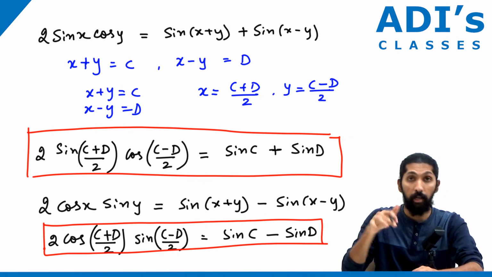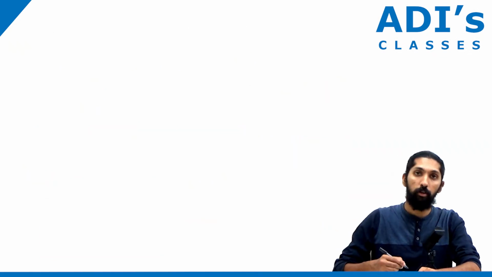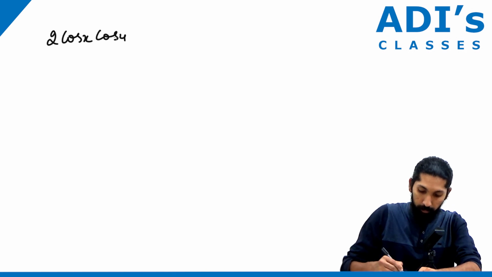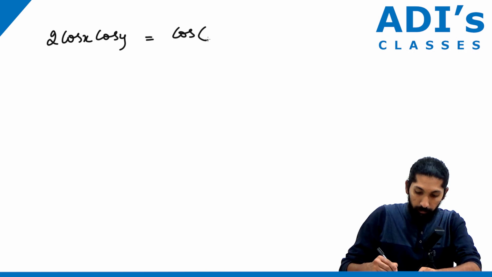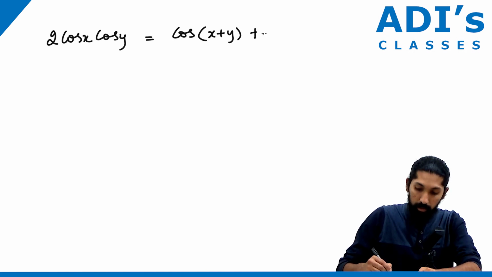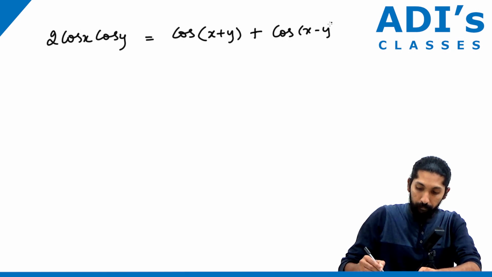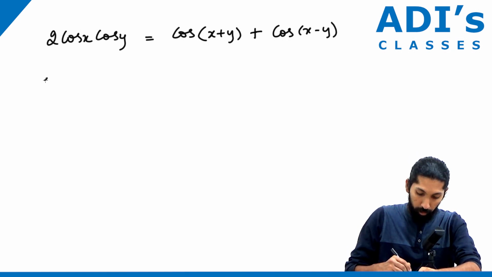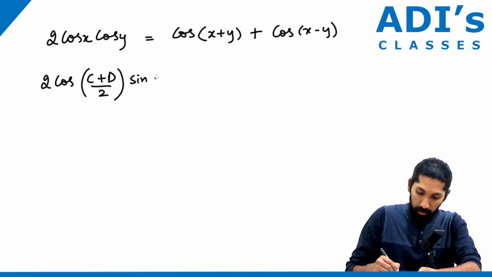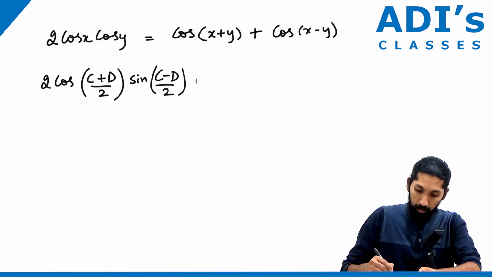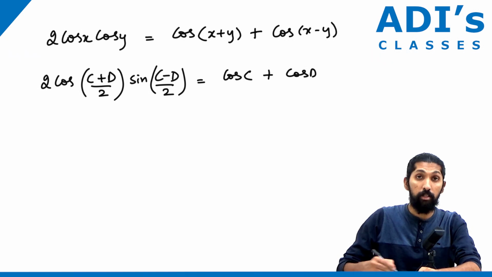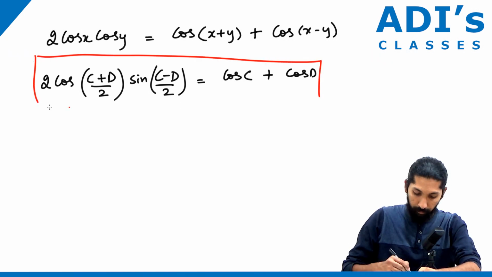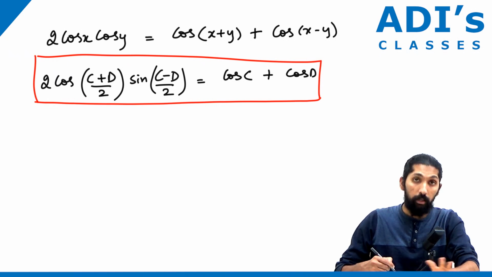Now we'll do the same thing with the help of the cosine formula. For cosine, if you take 2 cos x cos y, this is nothing but cos of x plus y plus cos of x minus y. Right? So you get 2 cos (c plus d) by 2 into cos (c minus d) by 2, which becomes cos c plus cos d. Now this is another transformation formula. This one more.